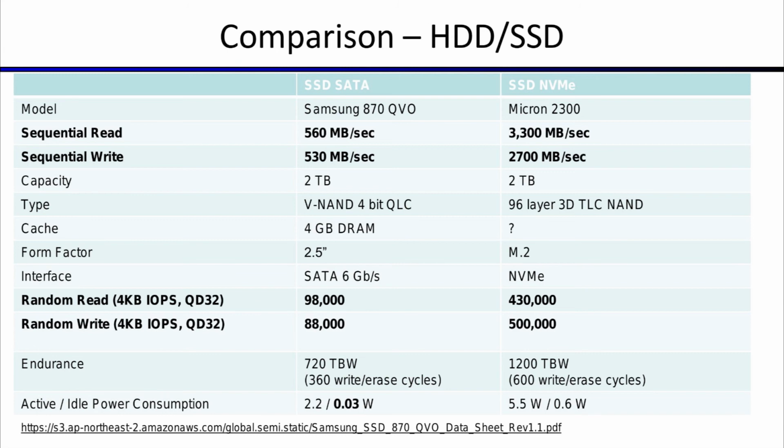So the SSD on the Samsung, on the SATA interface, does 560 megabytes a second read, roughly that at the write level as well. The capacity is at 2 terabytes. The Samsung one has a 4 gigabyte DRAM cache and a 2.5 inch form factor for a disk drive. Now, technically, 2.5 inches was a hard disk specification.